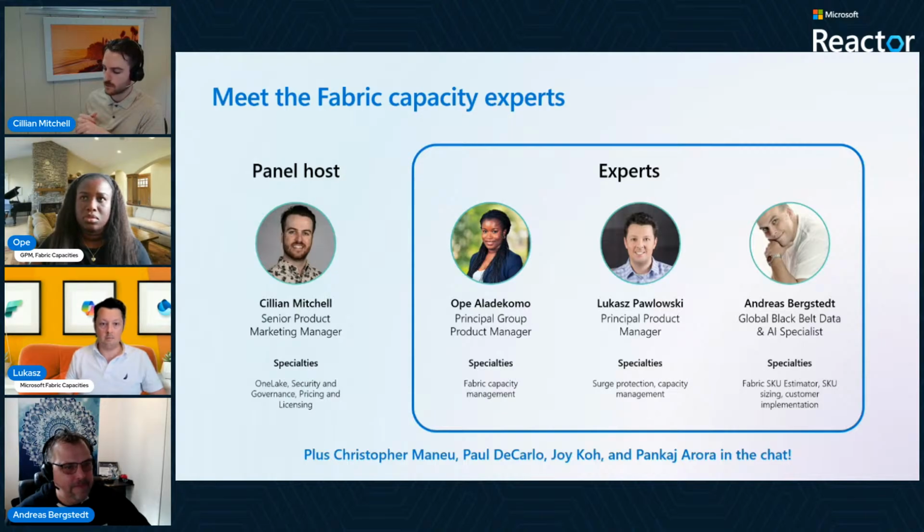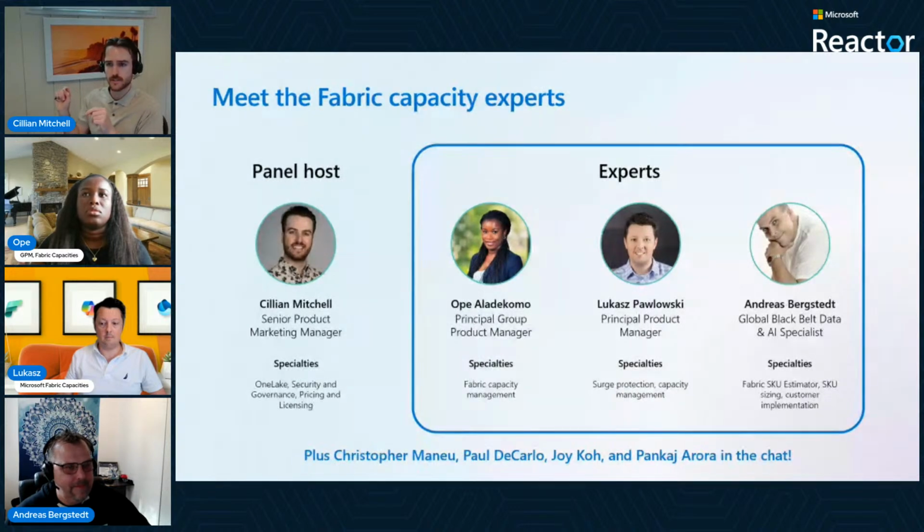And if you're looking for the SKU estimator that Andreas is talking about, just search Fabric SKU Estimator. It should pop right up. If you can't find it for whatever reason, a link to it is on the pricing page too. So you can go to the Fabric pricing page, and you'll find it right there.